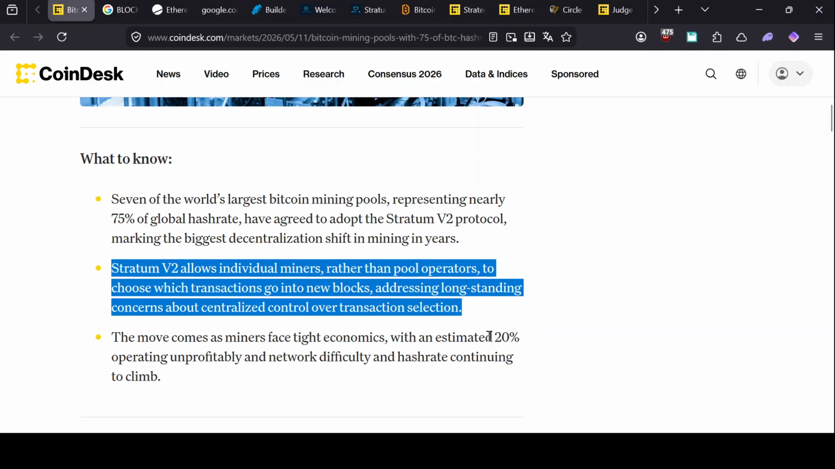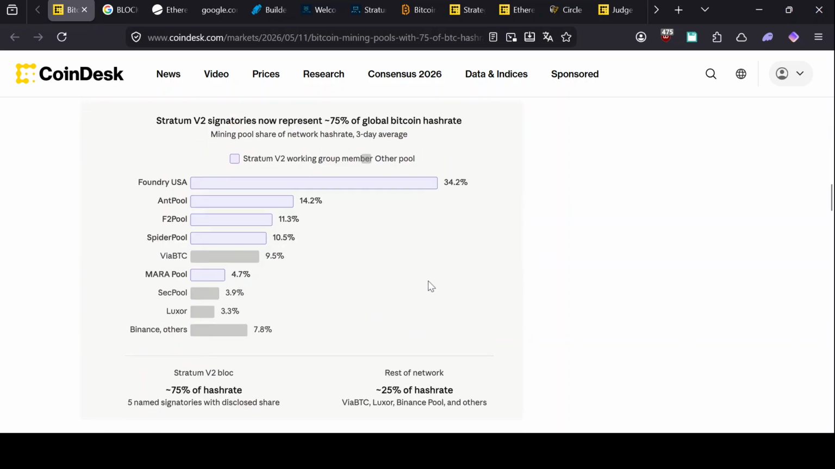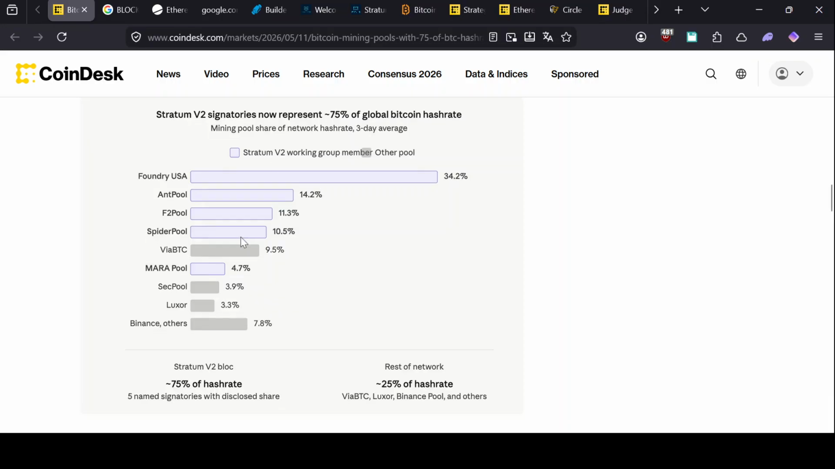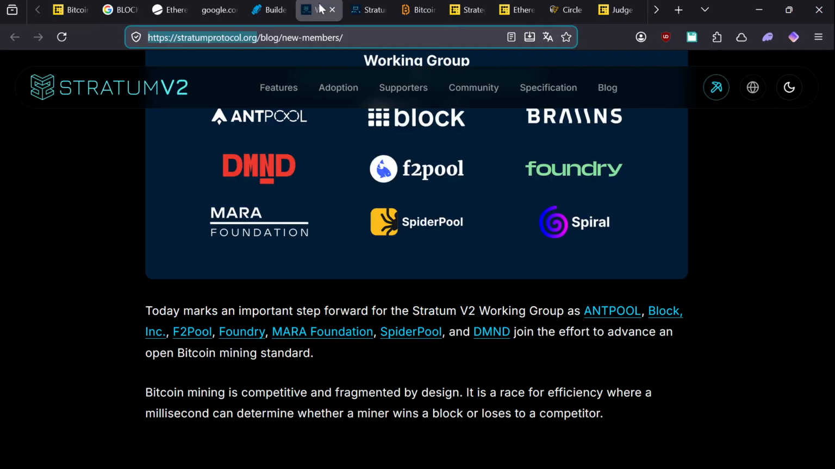Look at this. Around 75% of Bitcoin's hash rate has now joined the Stratum working group and is expected to implement Stratum V2. Look at the players now supporting Stratum. We're talking about 75%. Like I said, we have MARA, SpiderPool, F2 Pool, AntPool, Foundry. ViaBTC is still missing. Binance is still missing. There are others still missing. But yeah, I imagine they may join gradually over time. In any case, this is a very positive development.